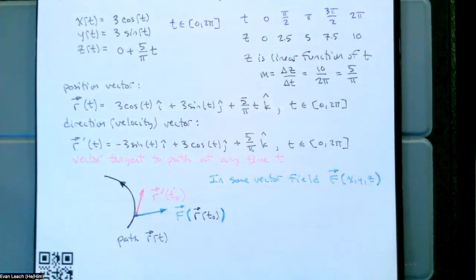So we know we have three pieces of information running around here. Where we are, our location, that's the path. Where we're headed, that's the derivative. And what the vector field is doing around us.